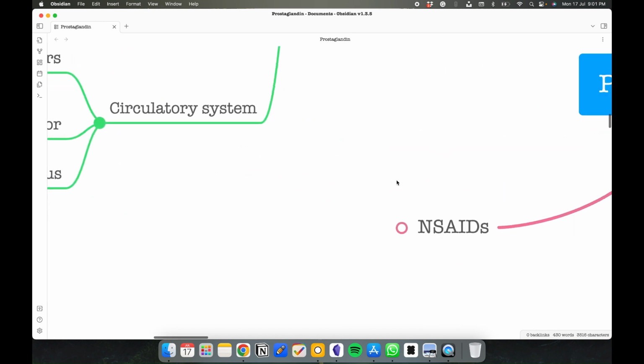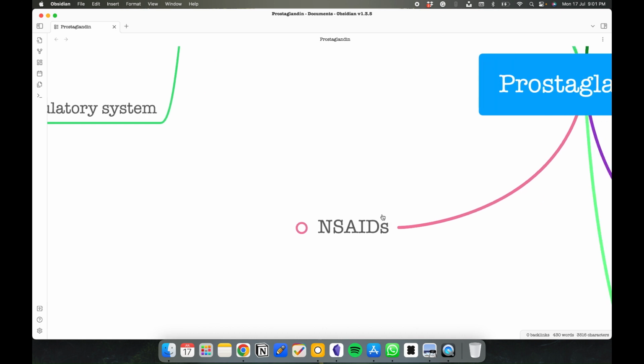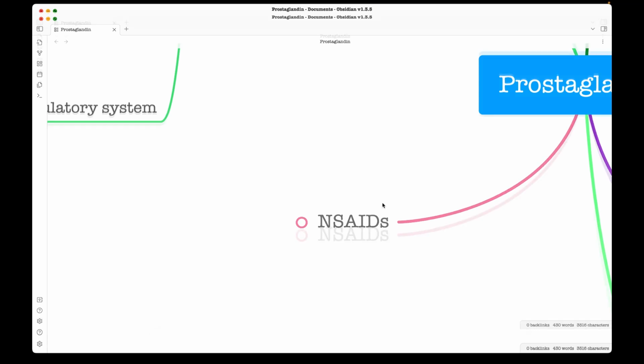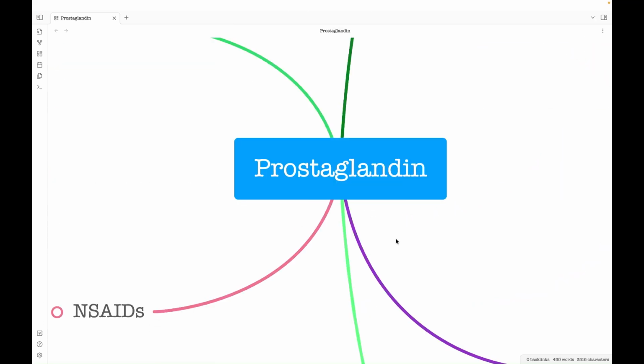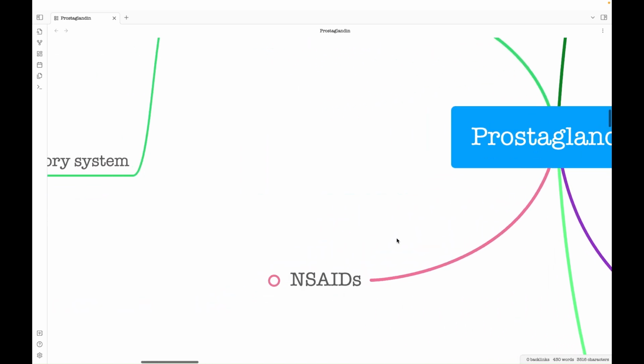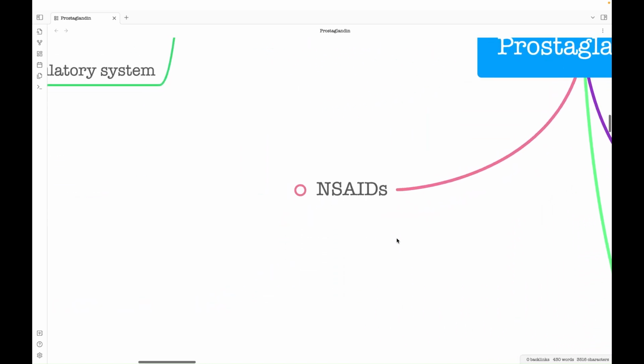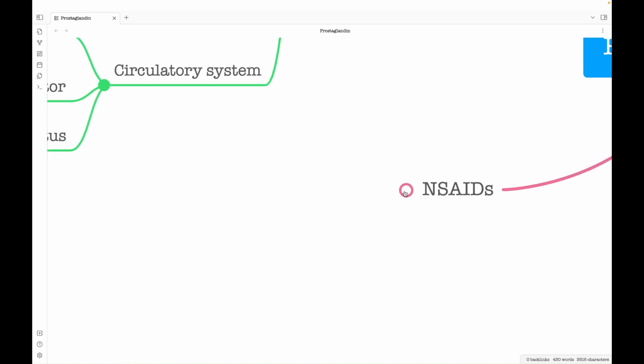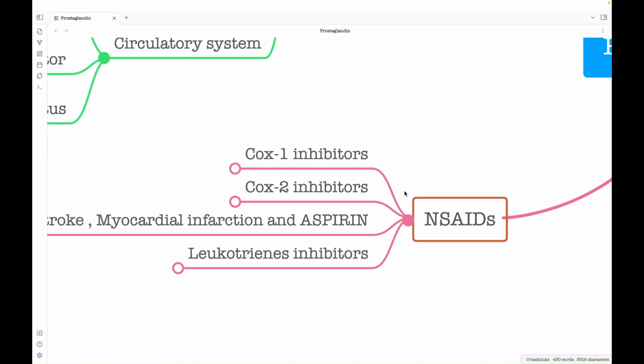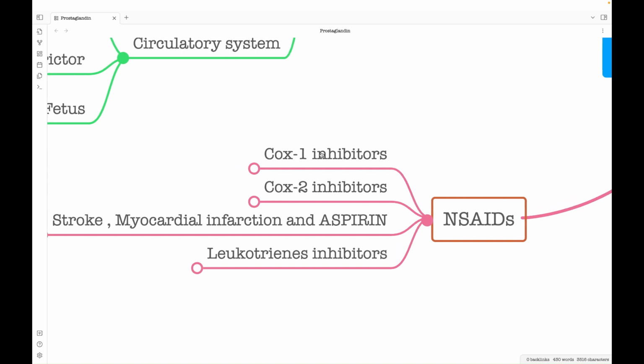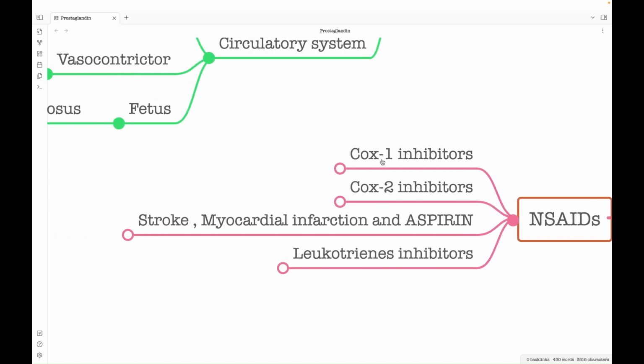And now let's move to the last part of our discussion, NSAIDs. The full form of NSAIDs is non-steroidal anti-inflammatory drugs. These NSAIDs basically inhibit prostaglandin biosynthesis. As I have already mentioned, there are three enzymes associated with prostaglandin biosynthesis. One is cyclooxygenase, and among cyclooxygenases there are two subgroups, COX-1 and COX-2, and the second enzyme is lipoxygenase, which produces leukotrienes.